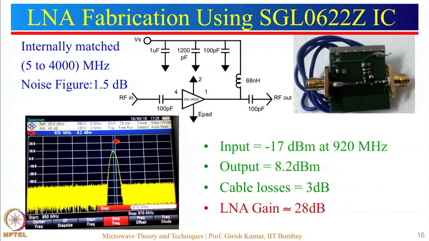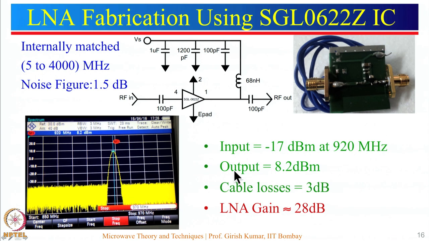So, let us see what are the test results we got. Input was given as minus 17 dBm at 920 megahertz through a microwave generator, and the output of this particular amplifier was connected to the spectrum analyzer. The response of the spectrum analyzer is shown over here. The output was measured as 8.2 dBm.